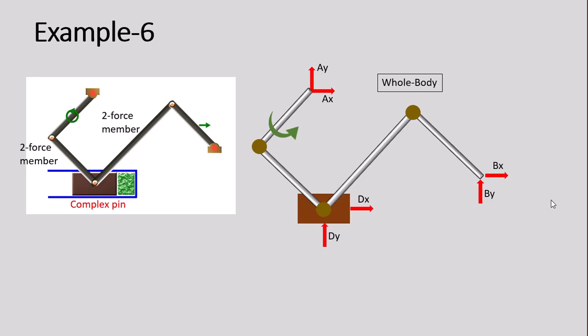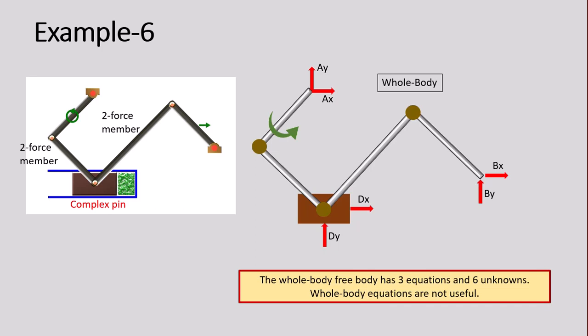So this whole free body diagram has 6 unknowns. We can write only 3 equations. So whole body equations are not useful. We have to draw the free body diagram of the members.